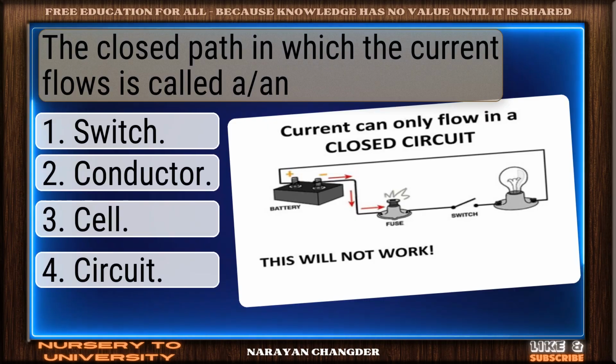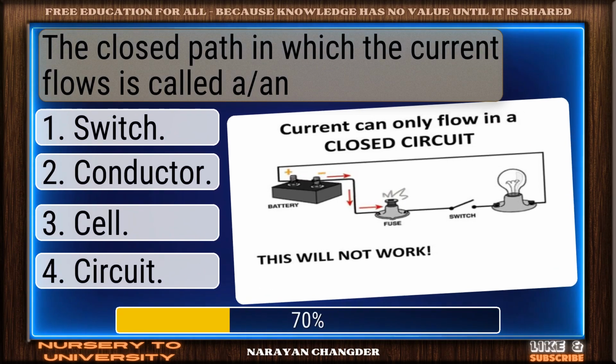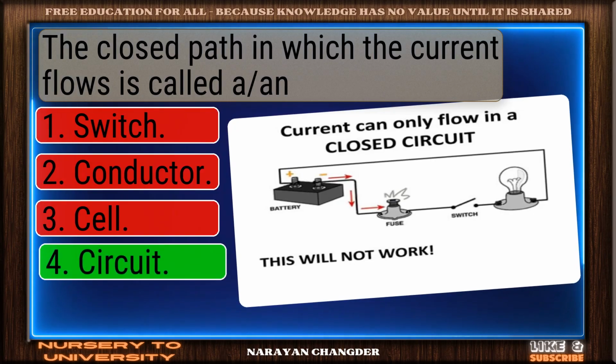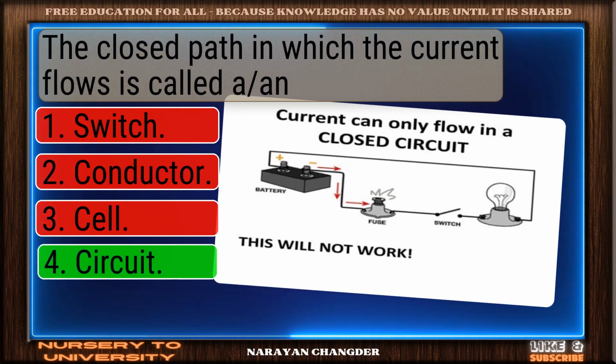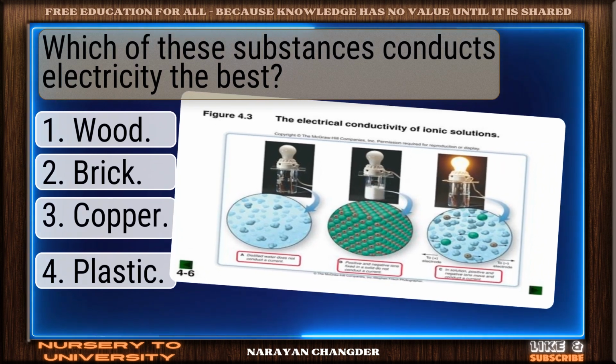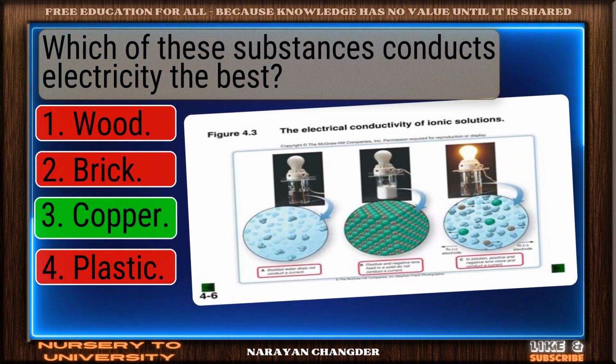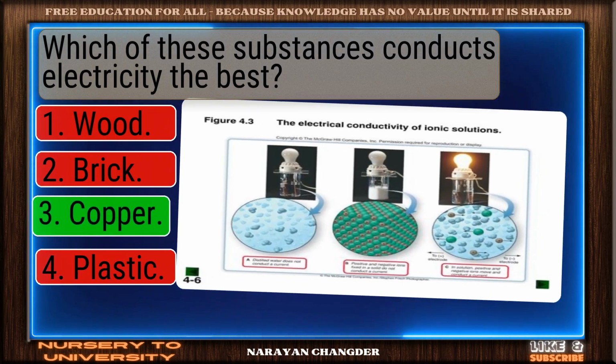The closed path in which the current flows is called an. Well picked. Circuit is the correct answer. Which of these substances conducts electricity the best? Strong choice. Copper is the right answer.